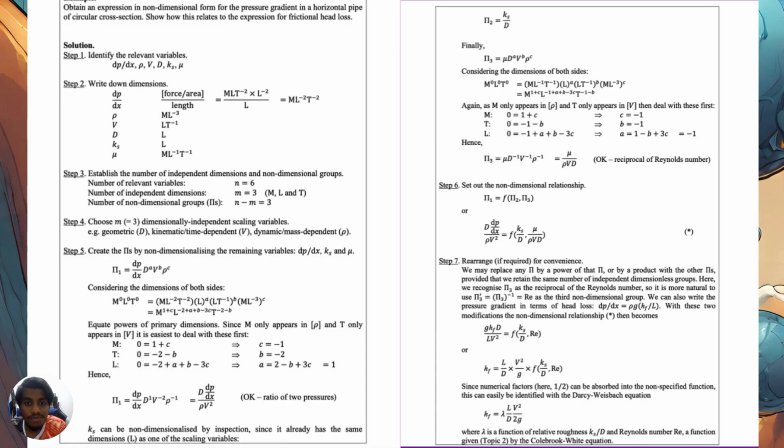Here we recognize pi 3 as the reciprocal of the Reynolds number, so it is more natural to use pi 3 equals pi 3 to the power of negative 1. By using this step, we can get a relationship more easily. So we can solve by using the Reynolds number in the Buckingham pi method to solve the equation, and thus determine the dimension for every single constant in this problem.